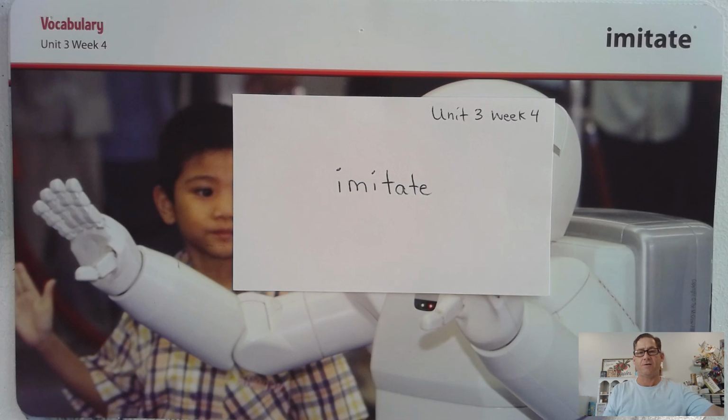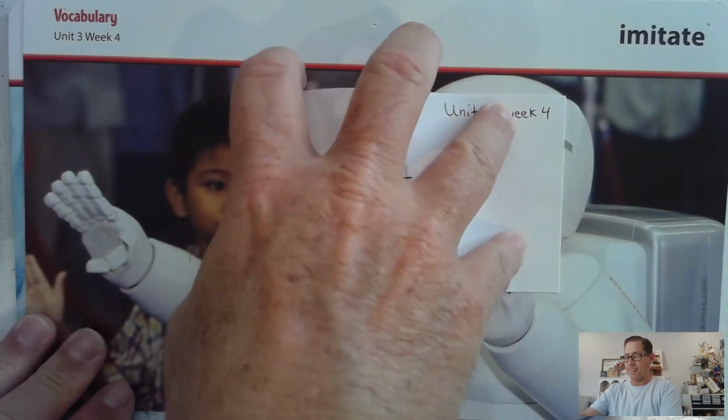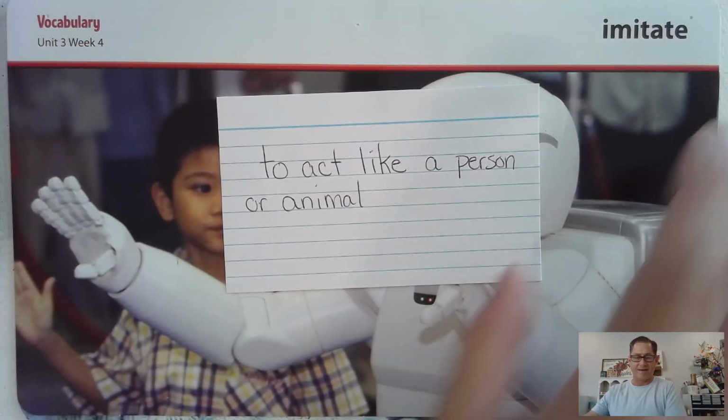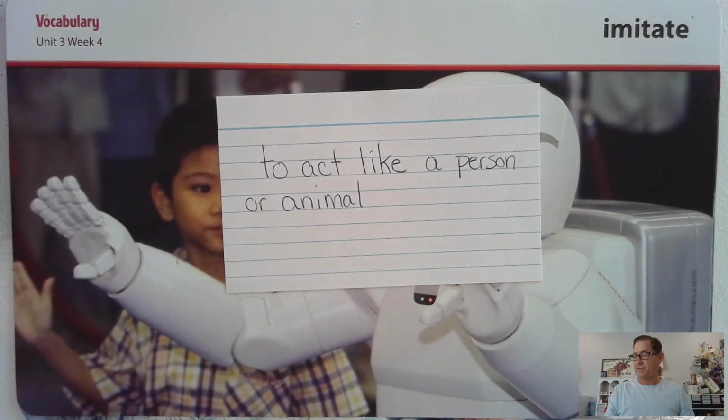Okay, write imitate on one side of your card. And for the definition, write to act like a person or animal.